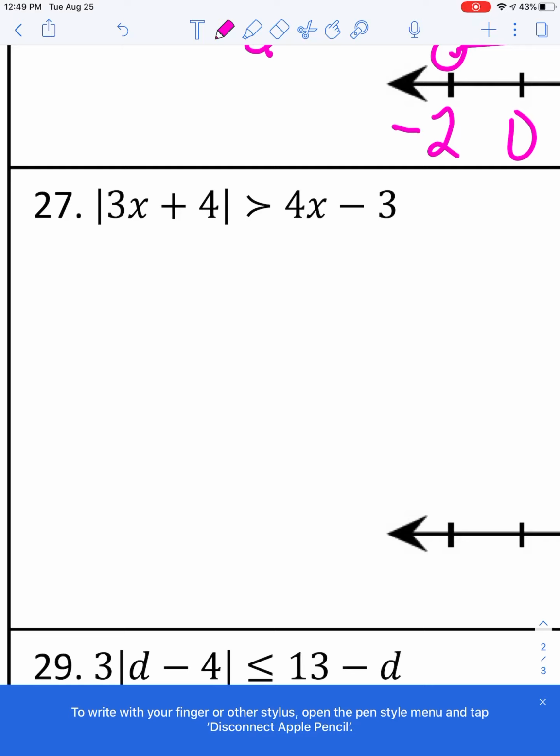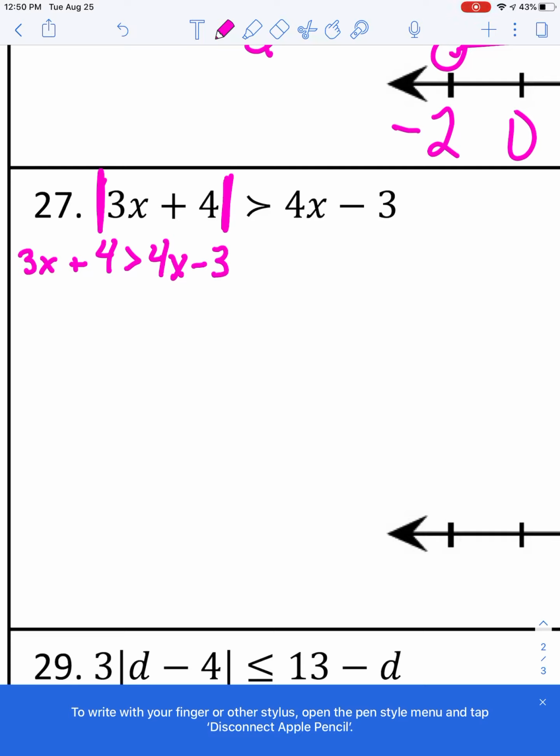All right. So what we do is the absolute value bars are by themselves. So the first one, I'm just going to do 3x plus 4 is greater than 4x minus 3. Hey, this would probably be a good time if you're at home by yourself. Pause the video, take a 5-minute breather, come back and finish it. Okay? So hopefully you did that.